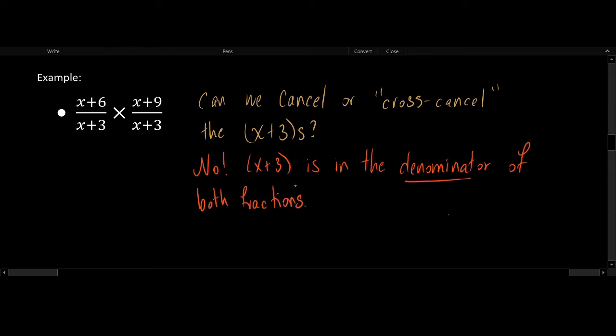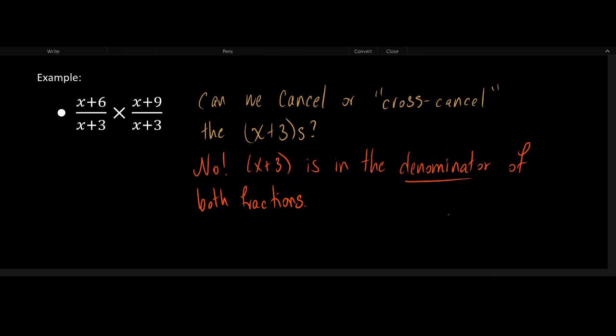If we want to cross-cancel something, then it is required that one of the quantities be in the numerator level and one of the quantities is in the denominator level. So they have to counterbalance each other. But here, both of the quantities x plus 3 are in the denominator. And so there's no counterbalancing happening. All the weight is on the bottom, and these cannot be canceled out.